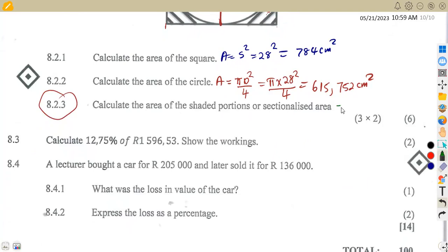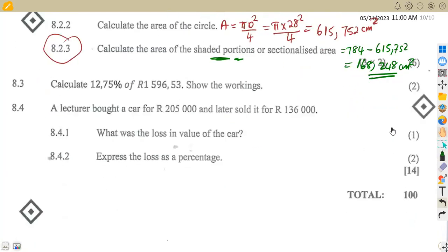So this is going to be 784 minus 615.752. So this gives us the area of that part which was shaded in this case, which is going to be 168 something, 168.248 square centimeters. So this is for the shaded portions that we had in this case. Okay, so that was just 2 marks for that.